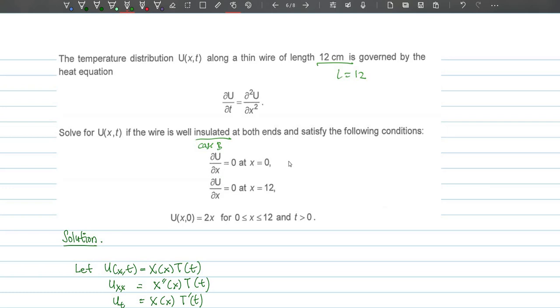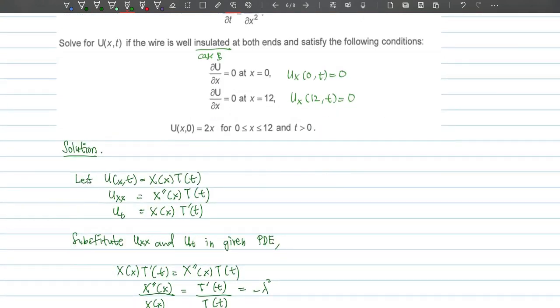and satisfy the following conditions: ∂u/∂x, which means u_x(0,t), is equal to 0, and next ∂u/∂x equal to 0 at x equal to 12, which means u_x(12,t) is equal to 0. And the initial condition u(x,0) is equal to 2x for x between 0 to 12 and t greater than 0. So we need to start by letting u(x,t) equal to S(x)T(t).